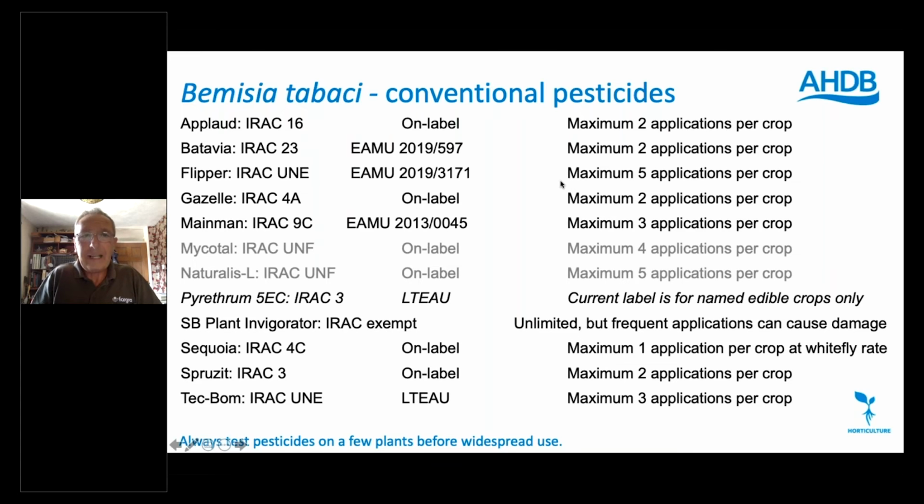An EAMU, extension of authorised minor use, and the other one at the bottom there, an LTEAU, is the long-term arrangements for extension of use. So I've got the wrong way around. These are at the grower's risk. These are not on the label, therefore there is nothing to say that they are going to work or not going to work.